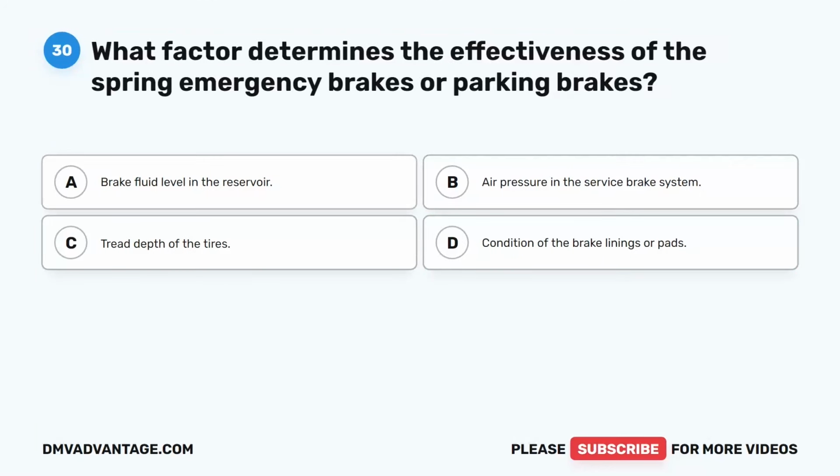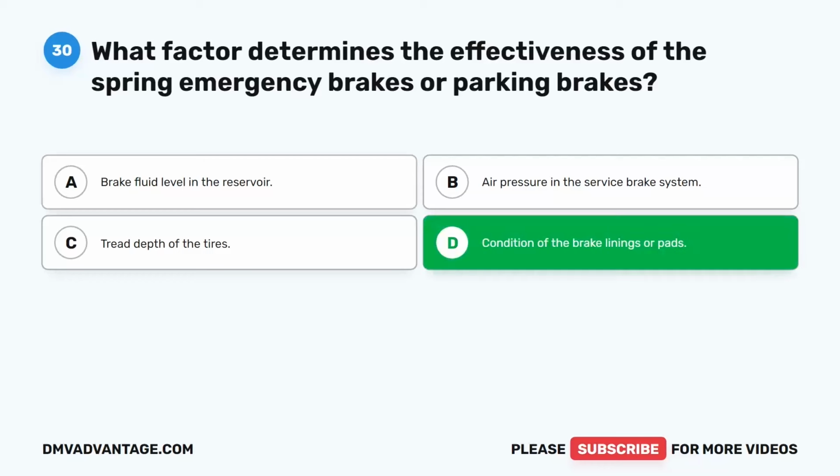Question 30. What factor determines the effectiveness of the spring emergency brakes or parking brakes? A. Brake fluid level in the reservoir. B. Air pressure in the service brake system. C. Tread depth of the tires. D. Condition of the brake linings or pads. The correct answer is D. Condition of the brake linings or pads.